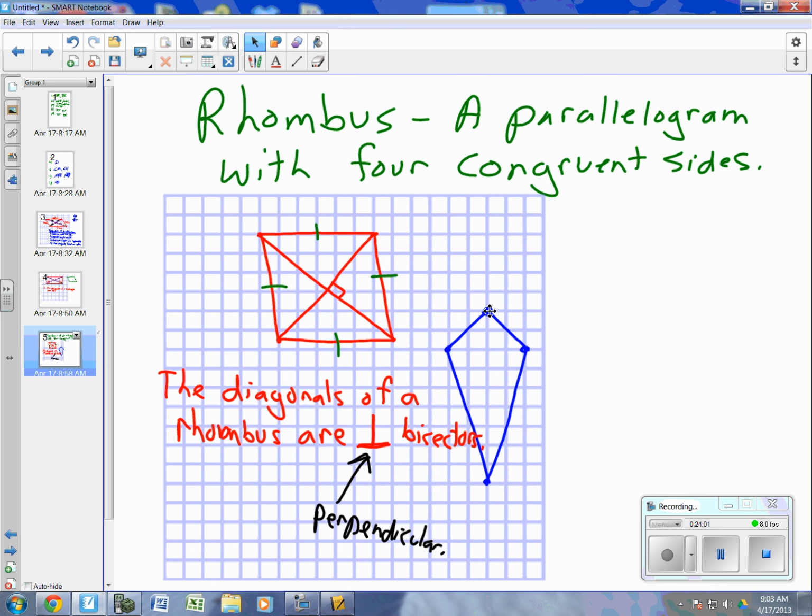A rhombus is not always a square, because a square has to have 4 congruent angles, 4 right angles, whereas a rhombus does not have to. It's a parallelogram with 4 congruent sides. Okay, let me draw a little tree diagram to help you guys out with this.